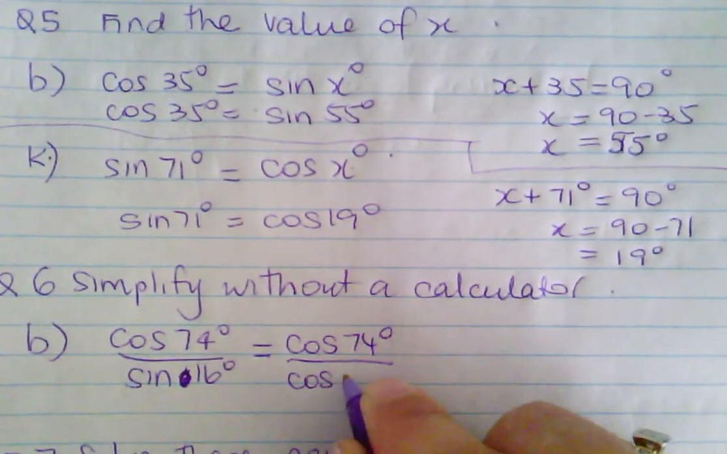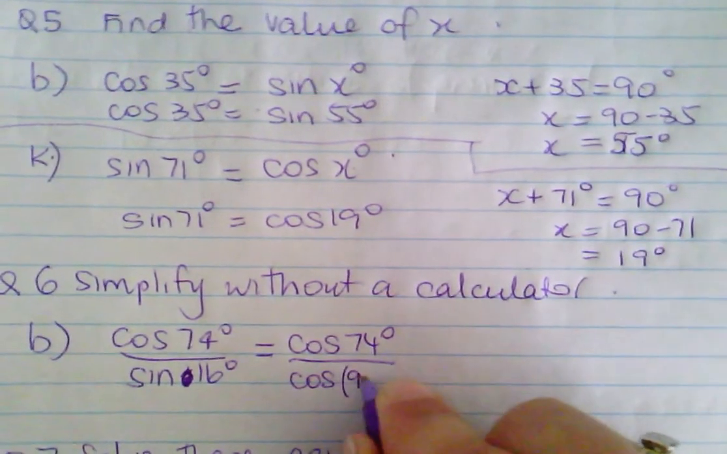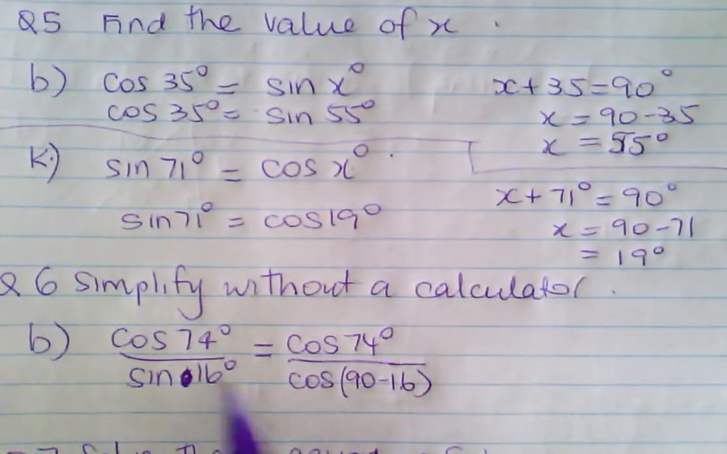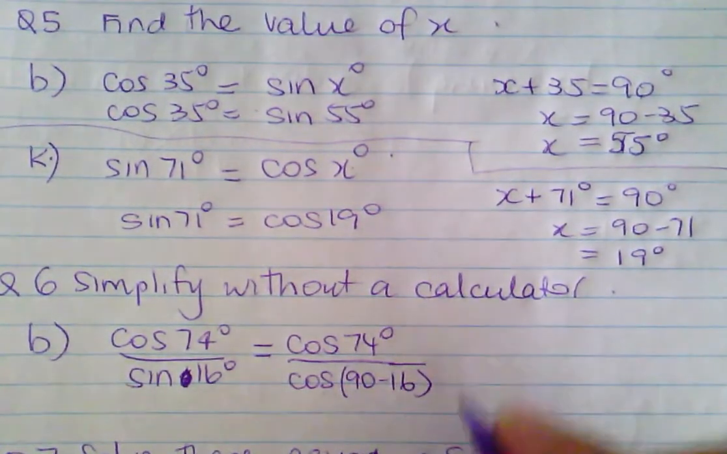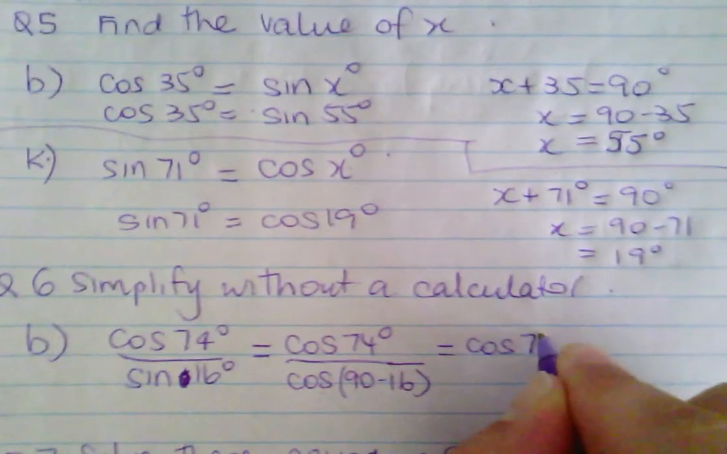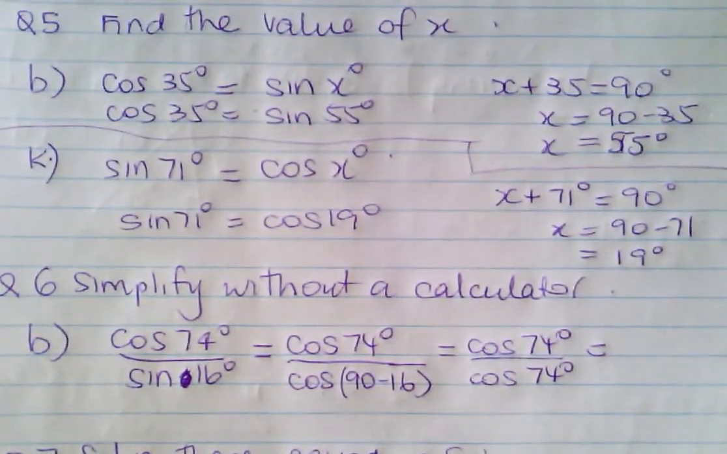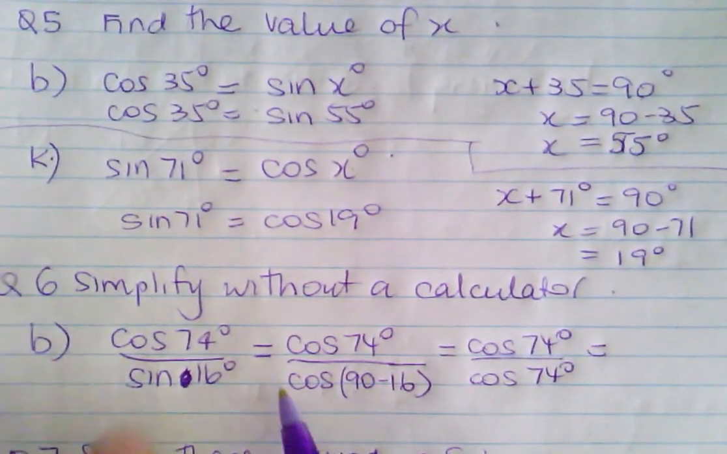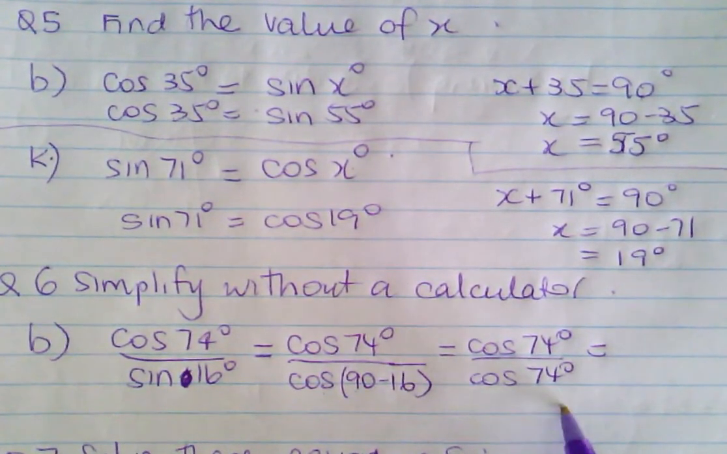Cos of? Do you want me to use the actual rule? Sine theta is cos 90 minus theta. Well, isn't that cos of 90 minus 16? See? Sine of whatever I've got here is cos of 90 minus that, instead of doing all that work on the side. Isn't that cos 74 over cos 74? Sine 16 can be written as cos of 90 minus 16, which is cos 74.